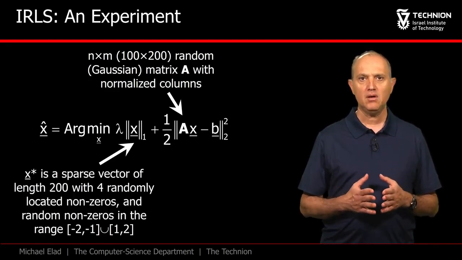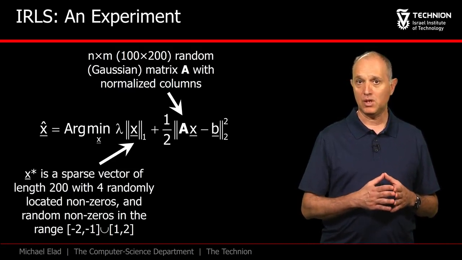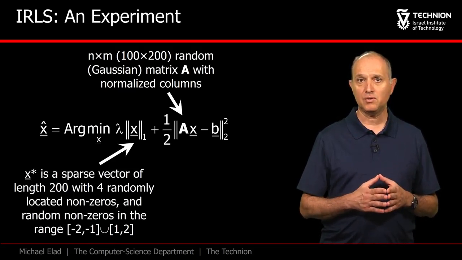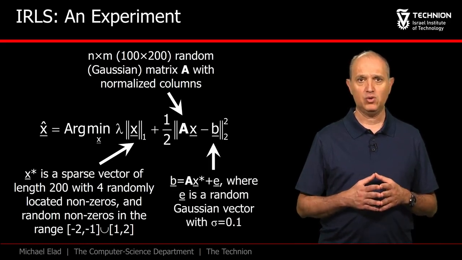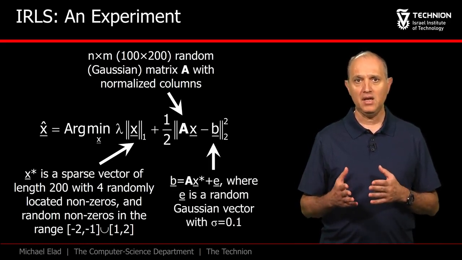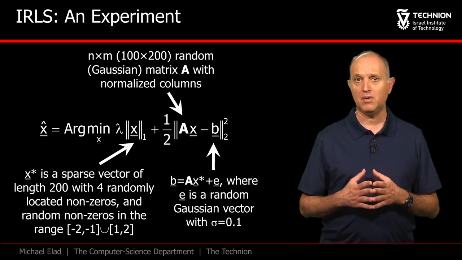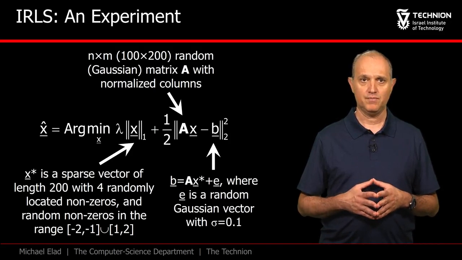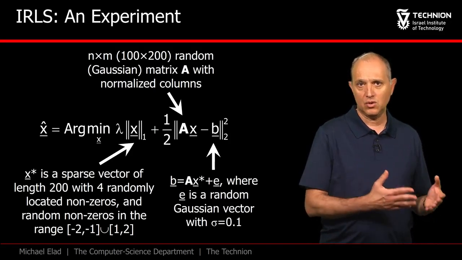We create b by first creating a sparse vector x star. This vector is of length 200 and it has 4 non-zeros in random locations and values away from 0. The vector b is created as A times x star plus a zero mean white Gaussian noise with sigma equals 0.1. Our goal is to minimize this problem and get a solution that is as close as possible to x star.